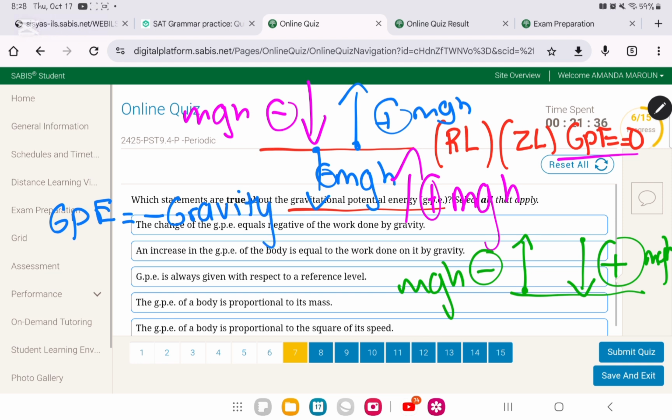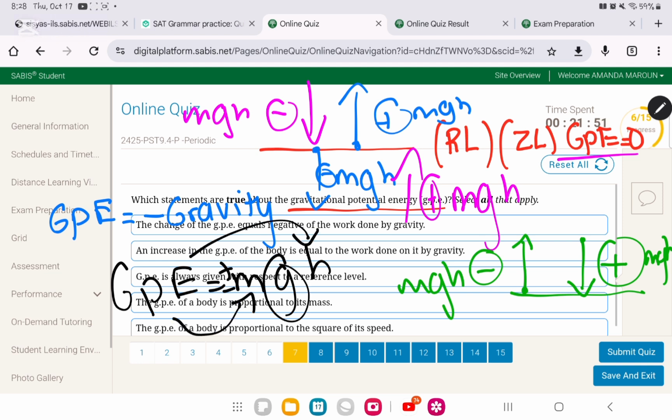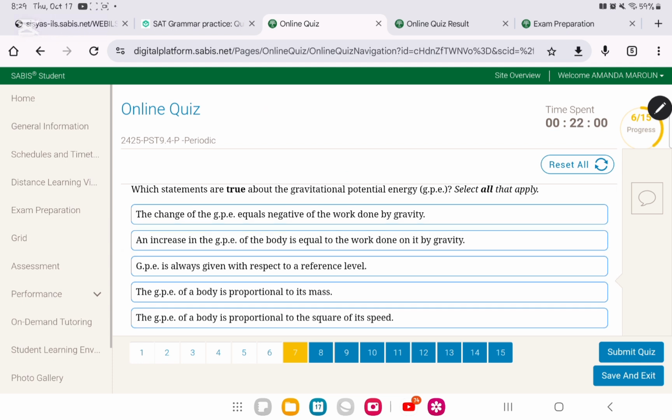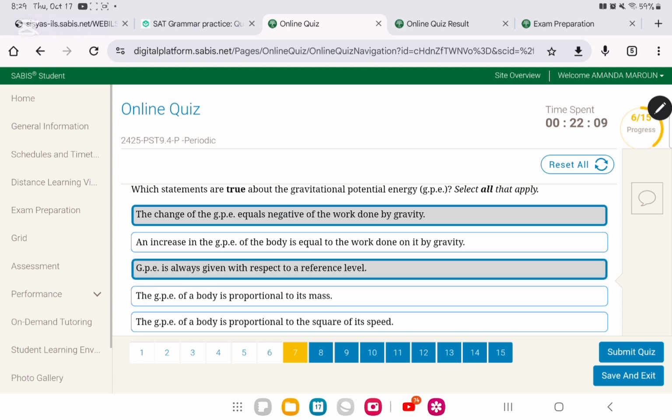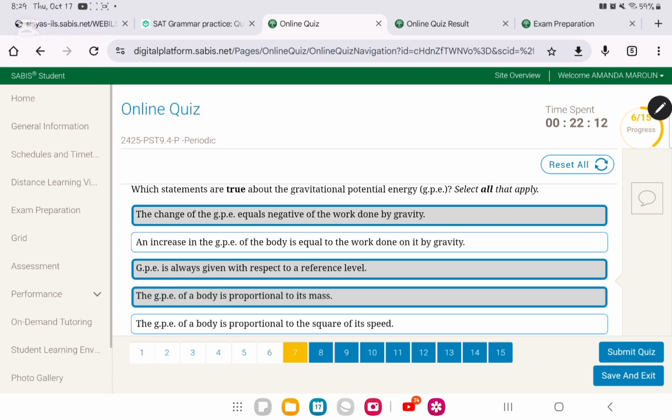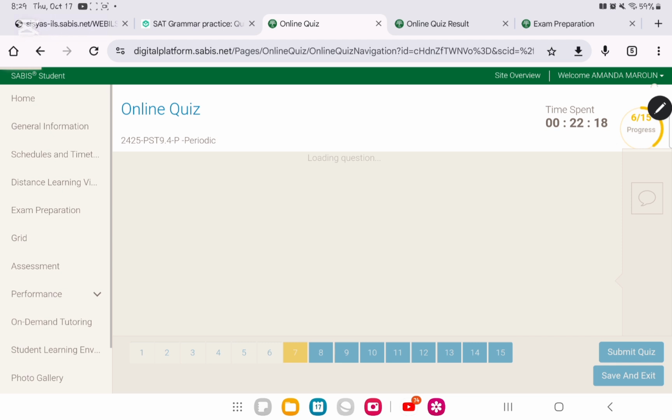Okay? One more final thing about the GPE. GPE is equal to plus or minus mgh. So it's directly proportional to the mass, directly proportional to the height, but why not g? Because g is always constant. So if they give you mass, if they give you height, it is correct in the exam. So now that we explained about the GPE, let us answer. The change of GPE equals the negative work done, correct? GPE is always given with respect to a reference level, correct? And the GPE of a body is proportional to its mass. These 3 are correct, whereas the other 2 are incorrect.